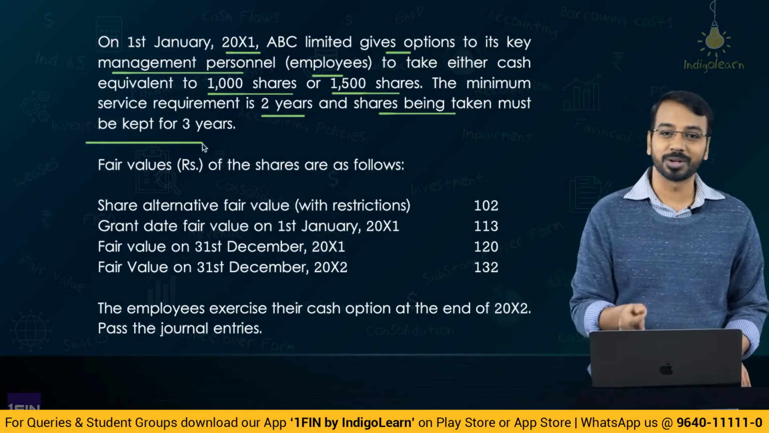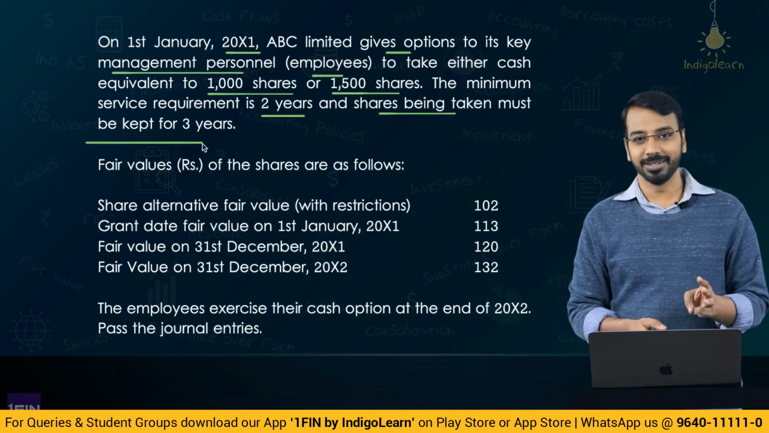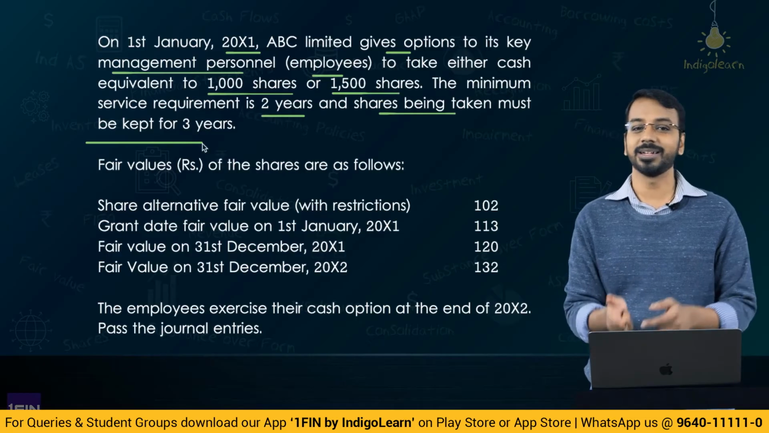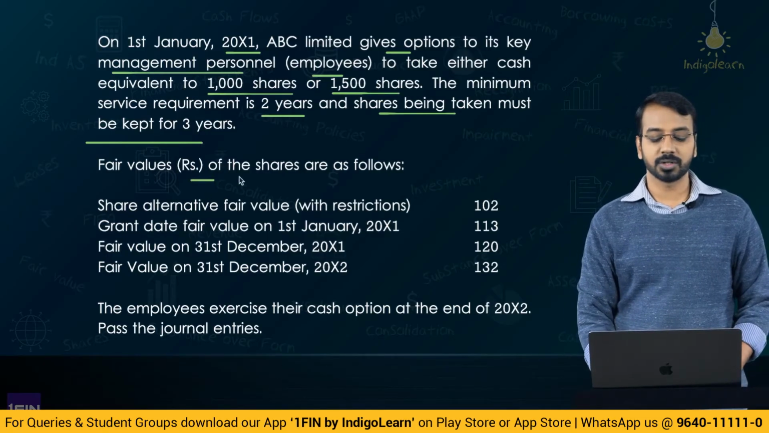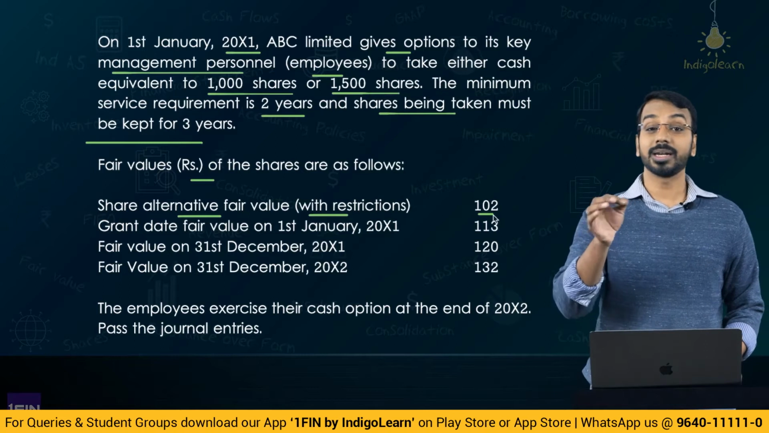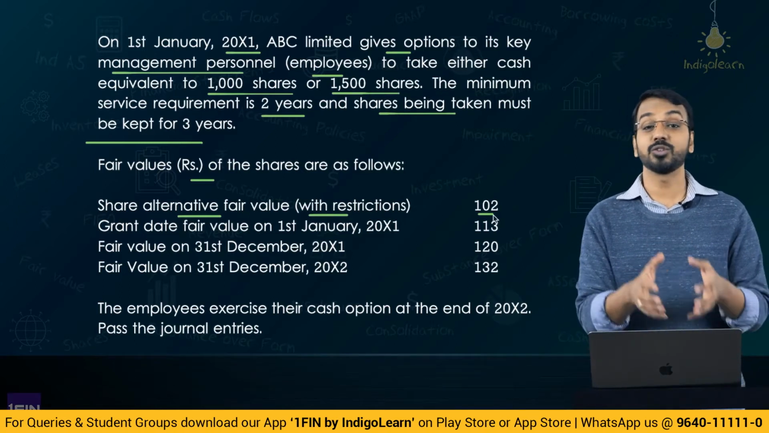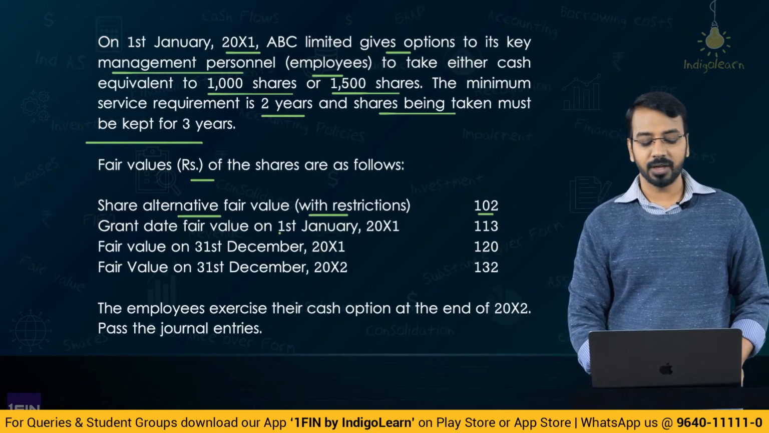Though you will get more number of shares, you have to hold those shares for 3 years. So this is where people would decide maybe not to take shares but rather take cash and run away. Okay. So fair value in rupees of the shares are as follows. Share alternative fair value with restrictions 102. What does this mean? The fair value of shares with the restriction, that is you have to hold for 3 years, is 102 and grant date fair value on 1st of January is 113.